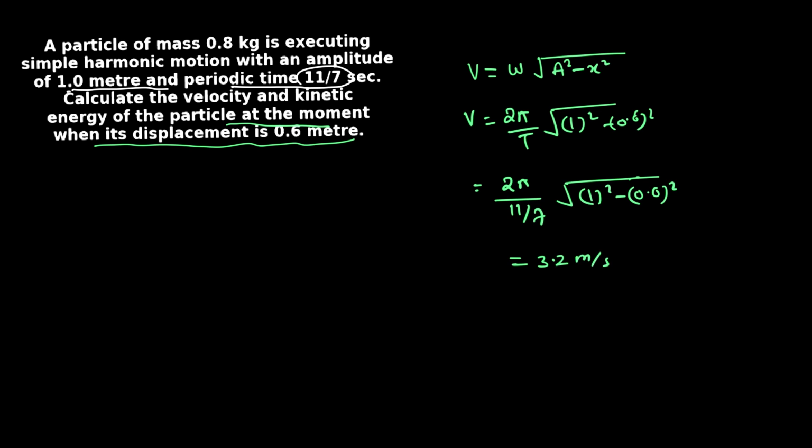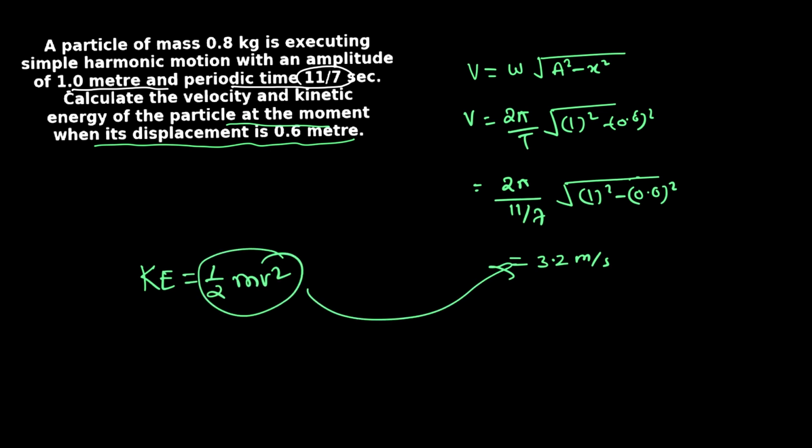Now, how to find out kinetic energy? The kinetic energy formula is what? Half mv square. I just have to substitute the values, and mass is also given, 1 by 2. Mass is 1, and velocity is 3.2 square, and if I calculate this one I will get 4.1 joule.